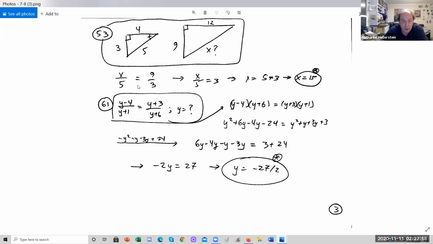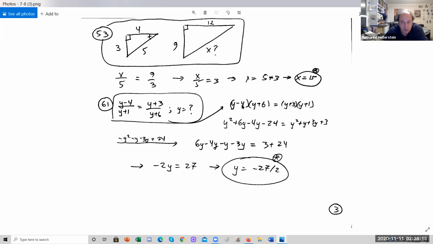Simple enough. Here, (y minus 4) over (y plus 1) equals (y plus 3) over (y plus 6). What's y? You move the y plus 6 to the left, you move the y plus 1 to the right. So you get (y minus 4) times (y plus 6) equals (y plus 1) times (y plus 3).